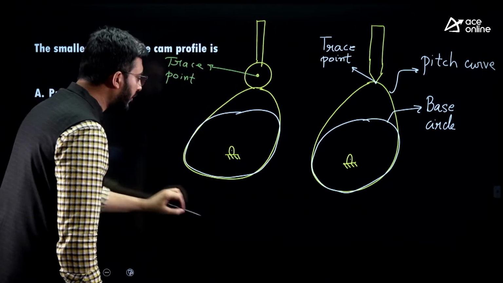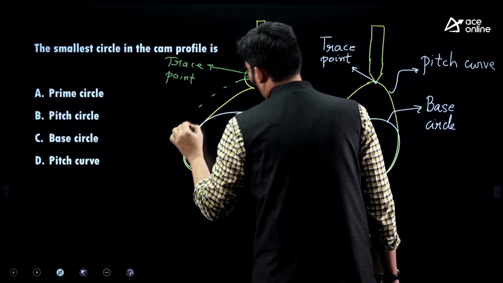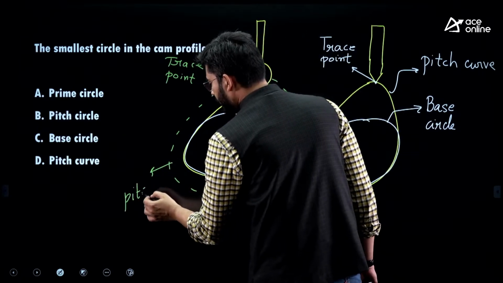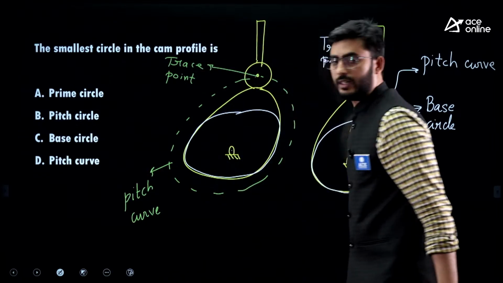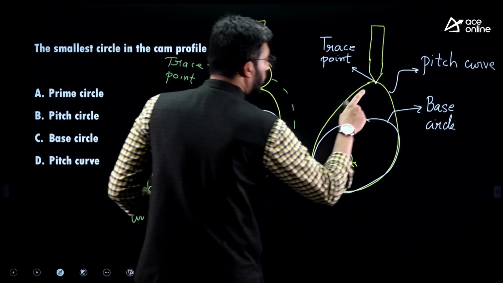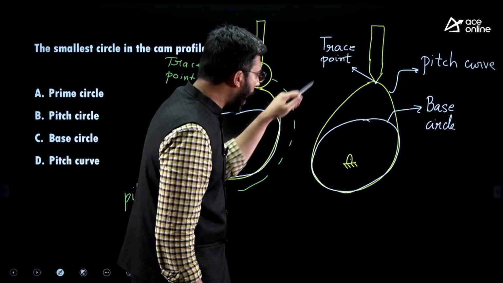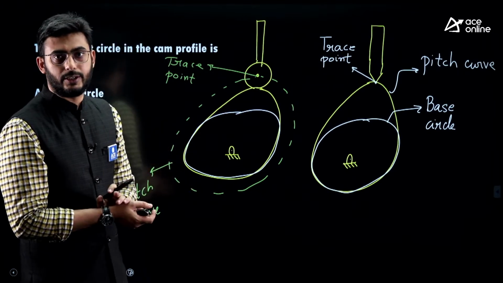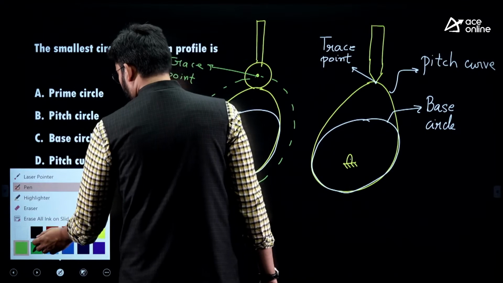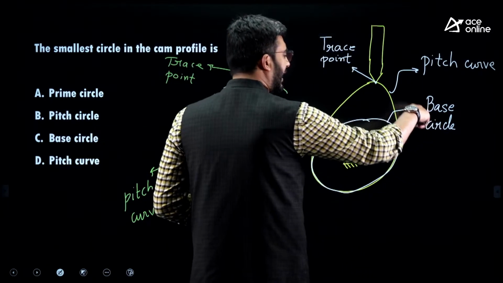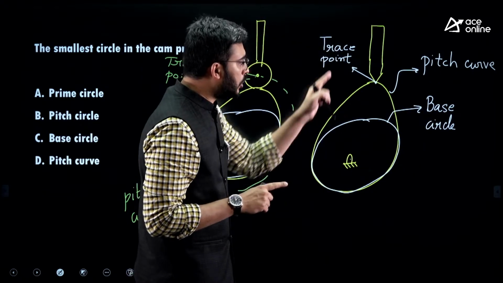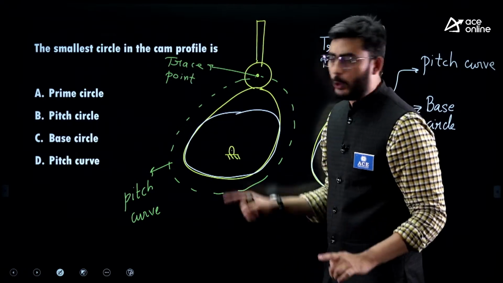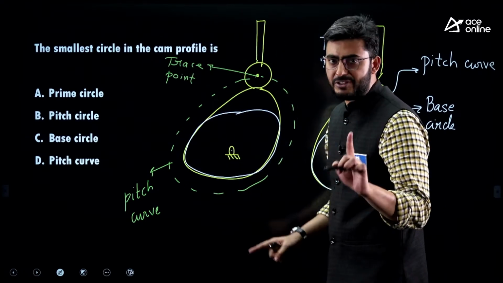The trace point is going to move along the cam profile, and once it has moved along the cam profile, we call this the pitch curve. Now guys, you can say the cam profile and pitch curve are coincident here, but here the cam profile and the pitch curve are distinct. They are different. Similarly, here the base circle is tangential to the pitch curve as well as to the cam profile.